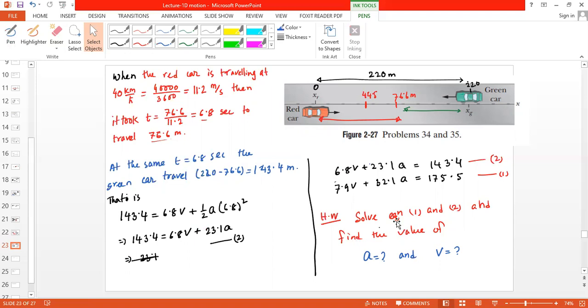Yes, sir. Okay, you have to do it. And this u and a are basically the velocity and acceleration of this car, and I think you can do it. Just find the math.